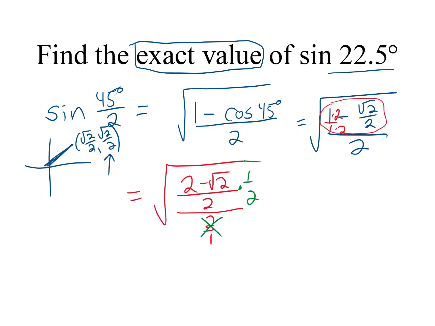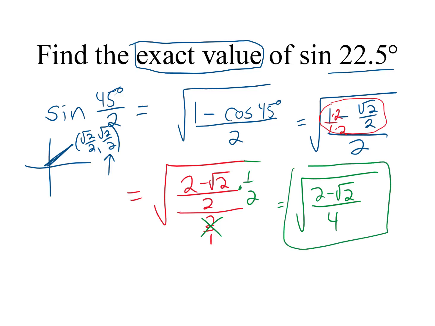Okay, so now I would have the square root of 2 minus square root 2 over 4. And that's how I'm going to leave my answer because I needed an exact form, but I simplified it because I didn't want a complex fraction as my answer.